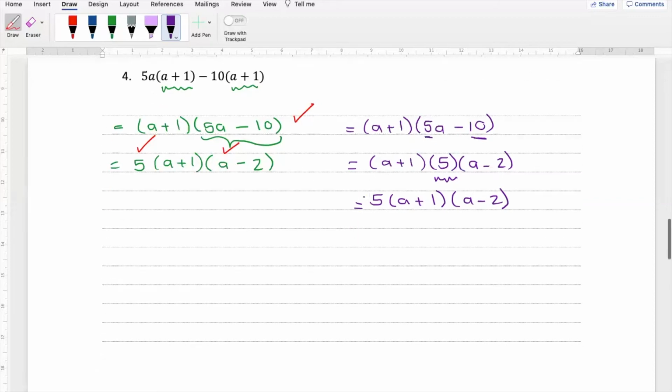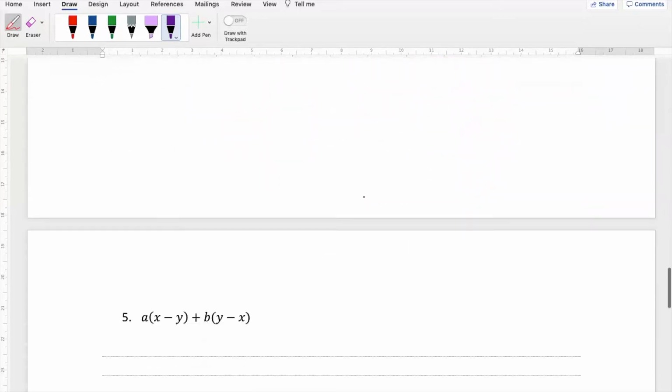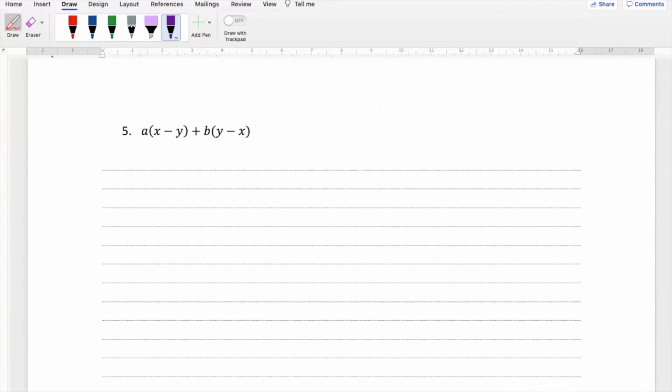Okay, guys, that's a toughie. But now we're going to move on to a slightly different problem. So here we've got example 5. And you can see here we've got x minus y in the bracket, and then here we have y minus x. Here the x is positive, but here the x is negative. Here the y is negative, but here the y is positive. So I hope that you can see that we're in a bit of a pickle because now our variables have opposite signs to each other. So this is a little bit tricky, so pay attention.